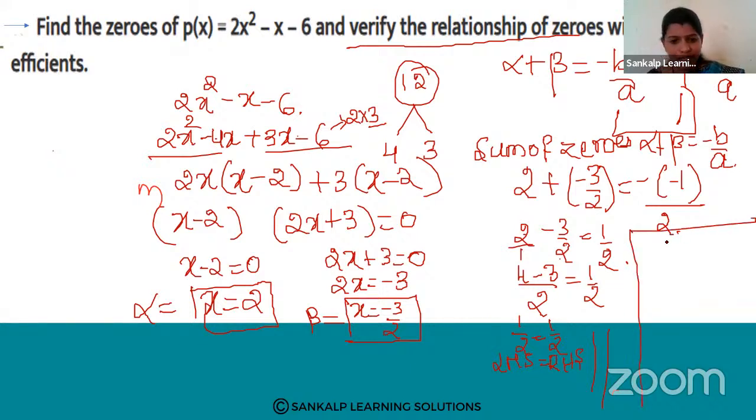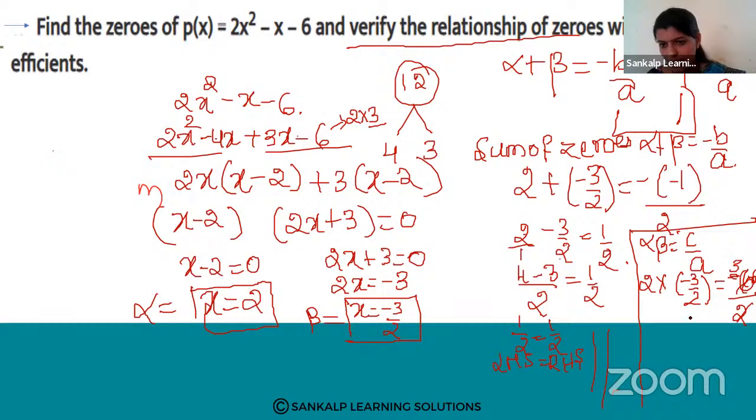Next, find out alpha into beta. What do we get when we do alpha into beta? Alpha into beta is equal to c divided by a, right? So alpha value is 2, beta value is minus 3 divided by 2, c value is minus 6, right? So minus 6 divided by a value is 2.